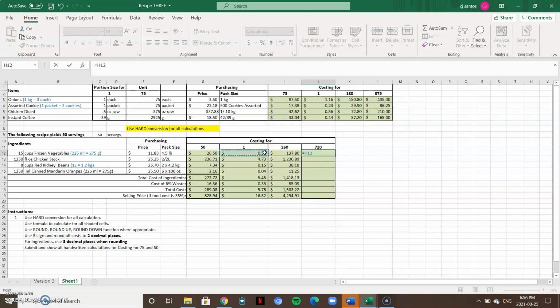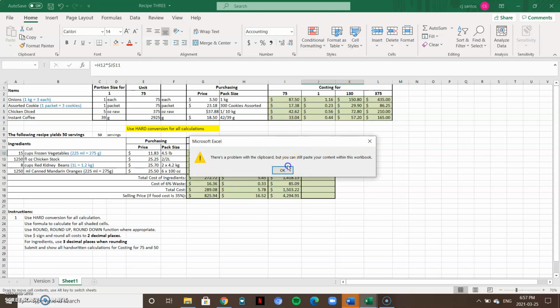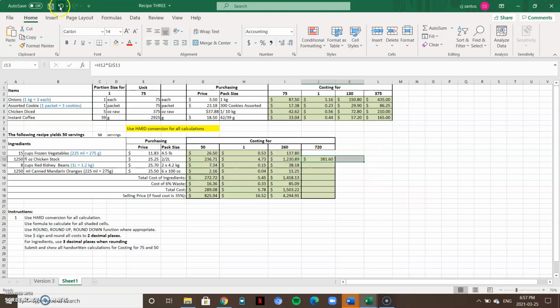Get the costing for one, multiply that by 720, put the F4 function, drag it down, and multiply that by 720, put the F4 function, and drag it down.